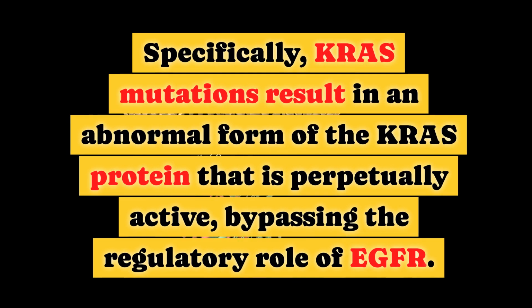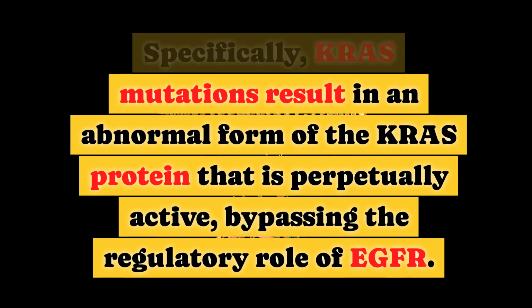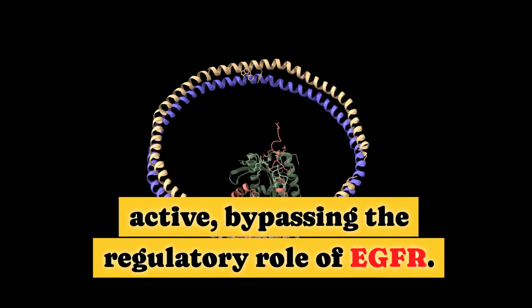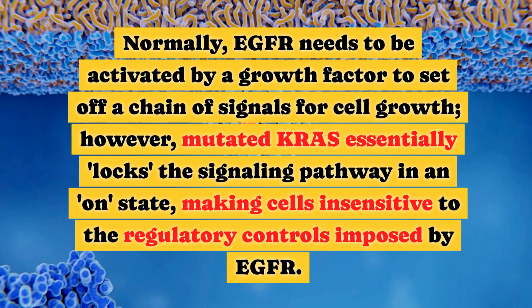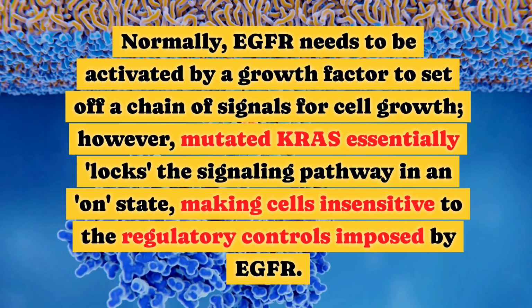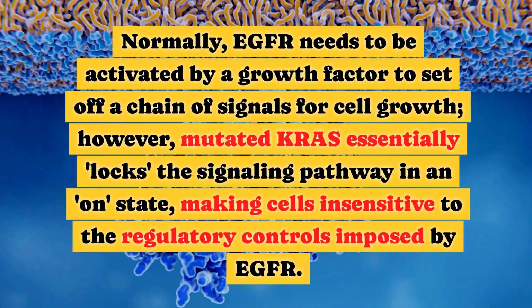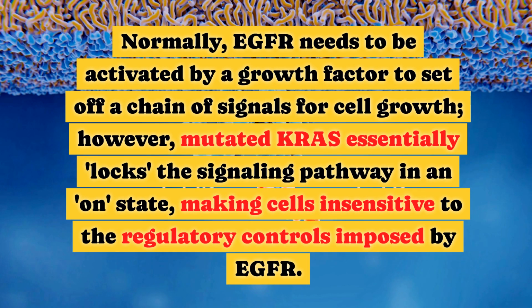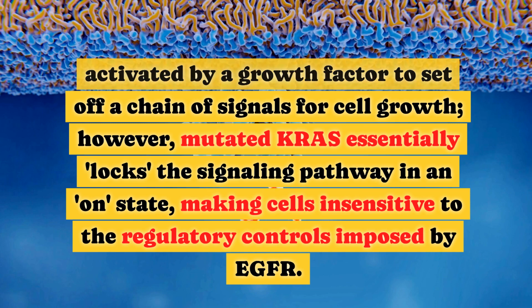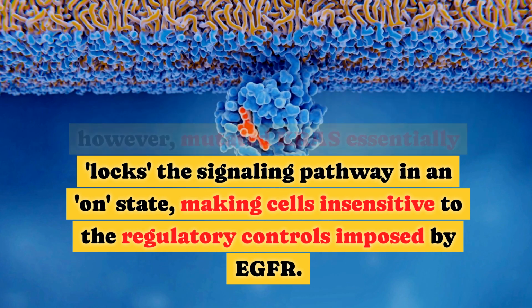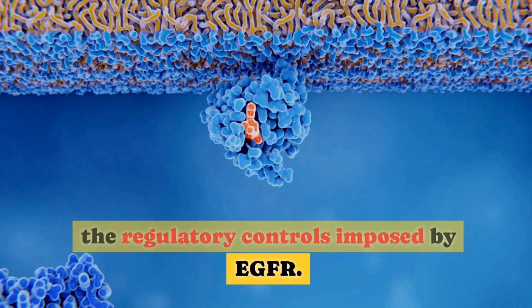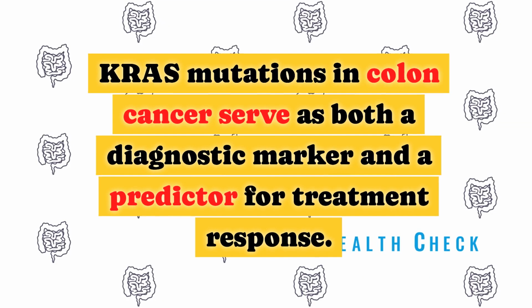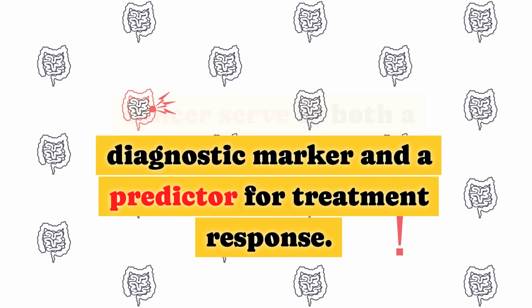Specifically, KRAS mutations result in an abnormal form of the KRAS protein that is perpetually active, bypassing the regulatory role of EGFR. Normally, EGFR needs to be activated by a growth factor to set off a chain of signals for cell growth. However, mutated KRAS essentially locks the signaling pathway in an on state, making cells insensitive to the regulatory controls imposed by EGFR.